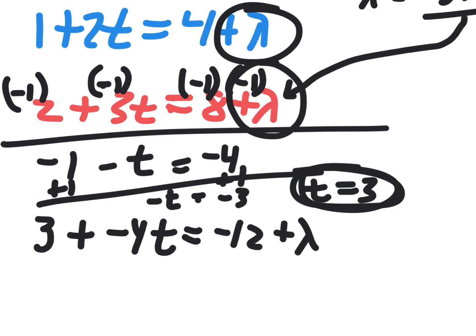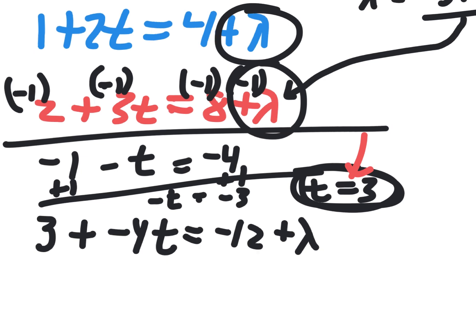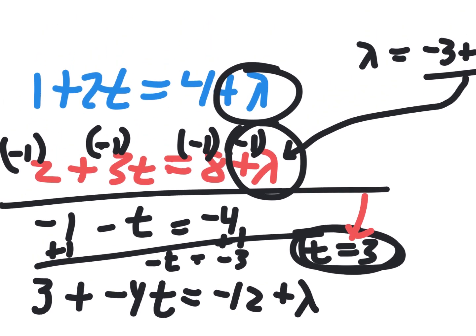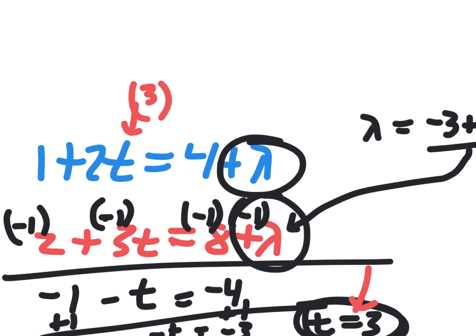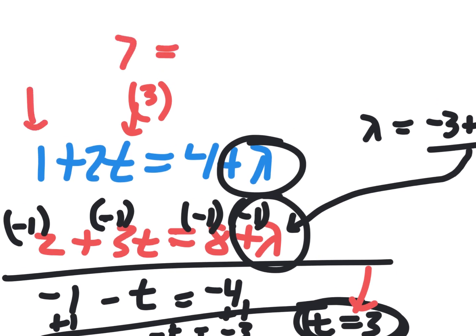So then my guess is that the other variable is also 3, but I don't know that for sure until I check t equals 3. I'm going to stick that into one of the equations. Doesn't matter which one. If I put it in this one, once I know t is 3, this becomes 1 plus 2 times 3 is 6, which makes 7 equals 4 plus lambda. And look at that, lambda is probably 3.